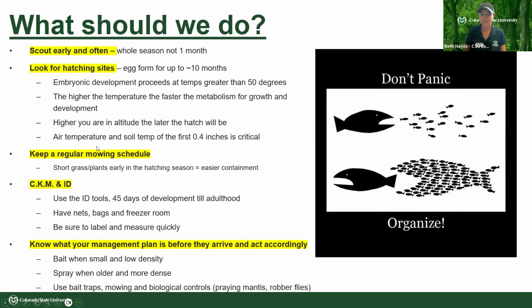And then hatching wise, it's air temperature and also soil temperature. It's not just air temperature. So if the ground is warm, the air is warm, and those first 0.4 inches of soil, that's when you're going to get a lot of movement. That's when you're going to get a lot of hatchings. That's just when they're going to be active. Okay. We already talked mowing. We talked about the kill, capture, measure method. You need to ID, and then know your management plan now before they really get busy.